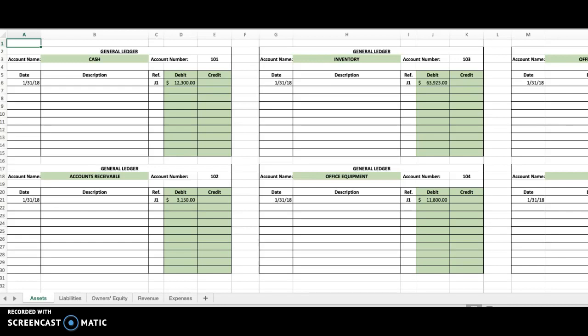Now on your screen, you'll see an actual view of a ledger page. The T accounts are to give you an idea of how those ledger pages will function. This will give you a better look at what a typical ledger page would look like.